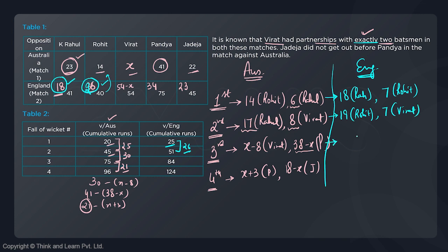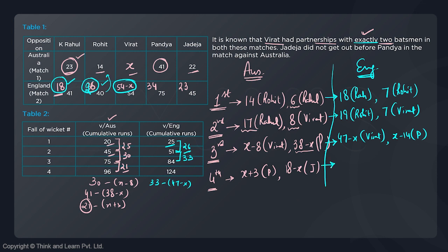In the third wicket now, Virat is going to be out. But how many runs would have been made by Virat? Total number of runs made by Virat against England is 54 minus X. If I subtract 7 from that, 54 minus X minus 7 is 47 minus X. So 47 minus X runs are made by Virat in this third partnership. The third partnership is of 33 runs. Out of 33, 47 minus X are made by Virat, so the remaining runs are made by Pandya. How much is that? 33 minus (47 minus X). It gives me X minus 14. These must have been made by Pandya.